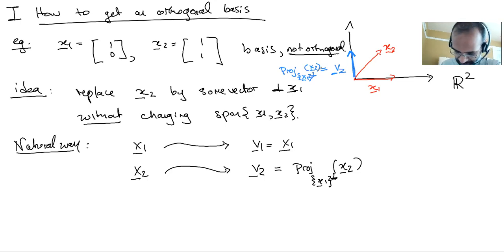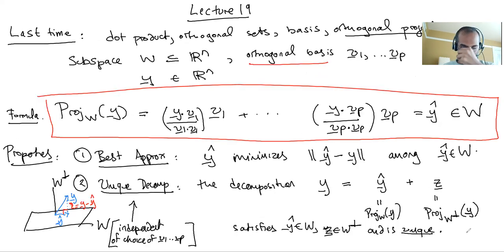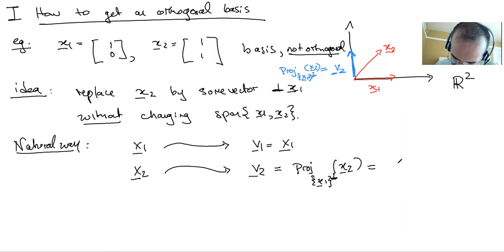And now, algebraically, what is that? Well, it's an orthogonal projection, right? So let's go back to the unique decomposition theorem. I want the projection onto x1 perp. This tells me that's just going to be the original vector minus its projection onto W. In this case, W is the span of x1. So this will just be x2 minus the projection of x2 onto the span of x1. So that's x2 inner product x1 over x1 dot x1 times x1.